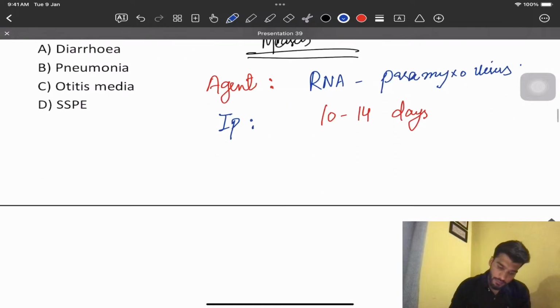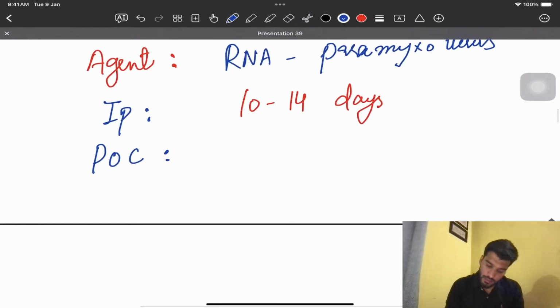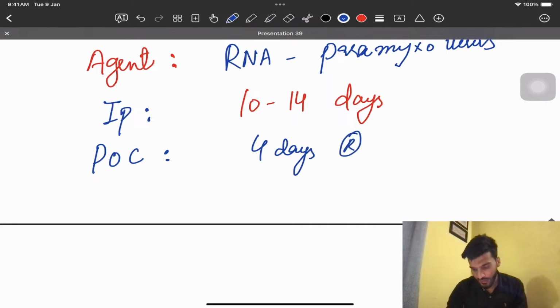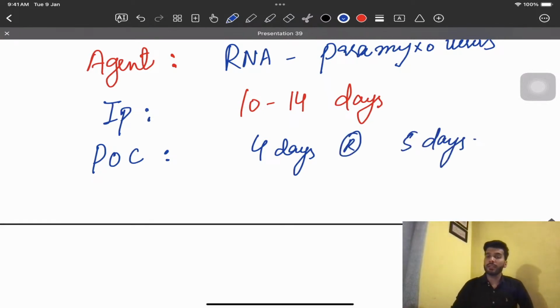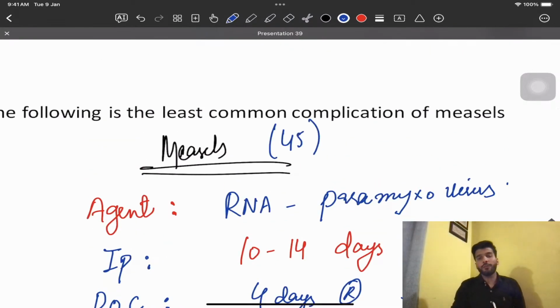The third part, if I talk about period of communicability, that is 4 days before the rash and 5 days after the rash. So how do you remember, guys? Just remember 45. What is 45? 4 days before the rash and 5 days after the rash. Sometimes some books write 4 days before the rash and 4 days after the rash.